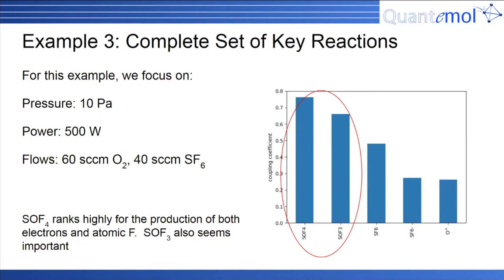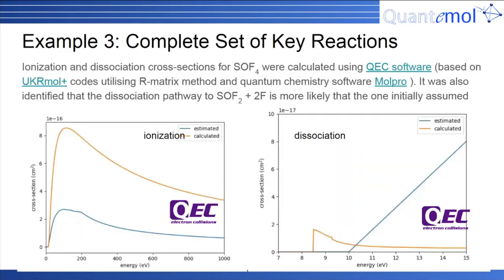So in the next step, we calculated cross sections for SOF4 using our quantum chemistry software package QEC. You see a comparison between the estimated and actually calculated cross sections, which differ quite a lot. And additionally, we also found while doing these calculations that the more likely dissociation pathway of SOF4 is actually not to SOF3 as initially assumed, but to SOF2.